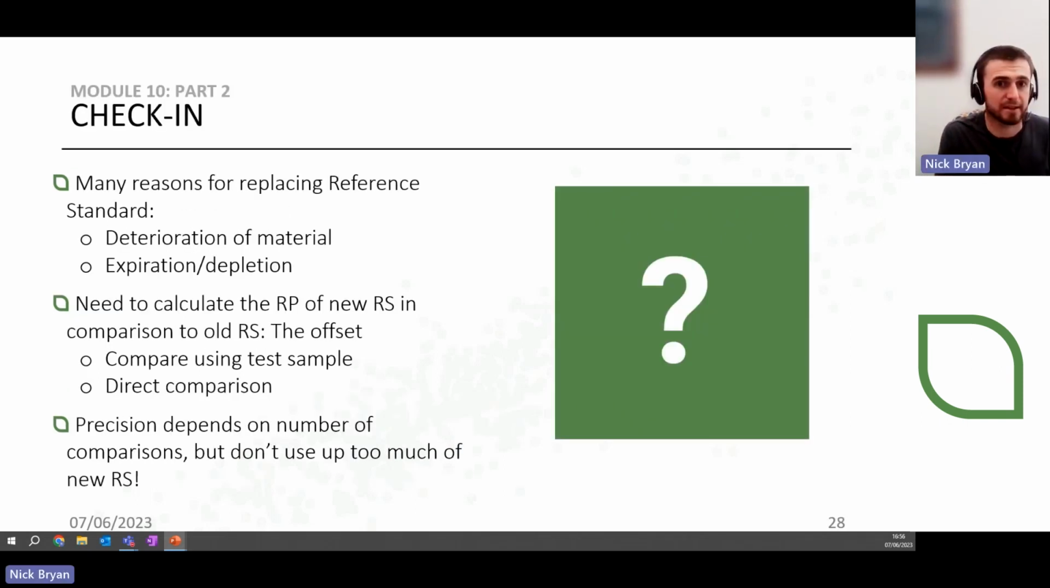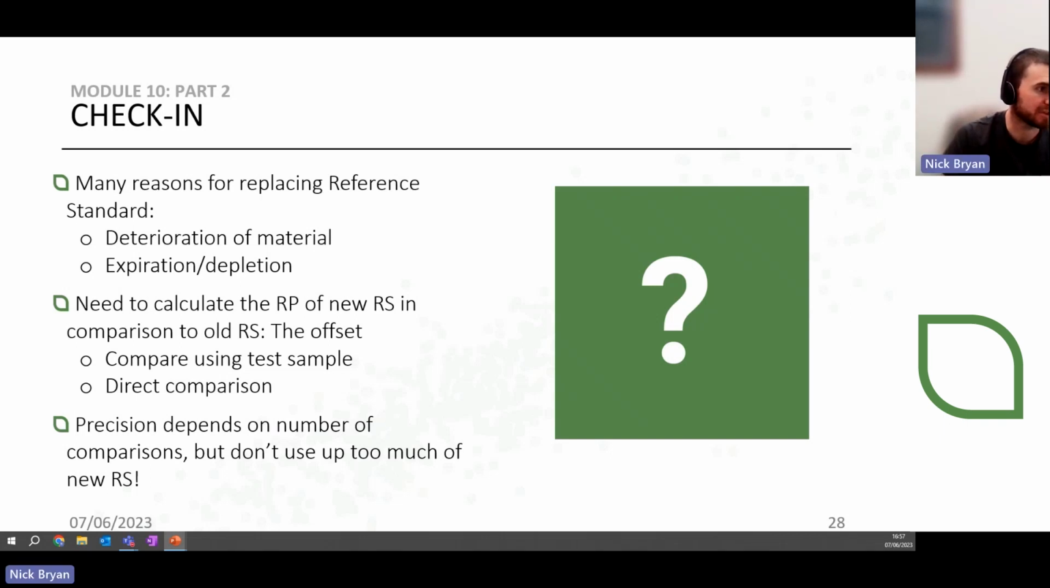So rounding up on this, there are many reasons for replacing your reference standard, such as it being depleted or expired, or that there's some evidence of degradation, as shown in stability testing. We then need to calculate the relative potency of our new reference standard in comparison to our old reference standard. This gives us our offset value. And we can either compare using test samples or a direct head-to-head comparison.